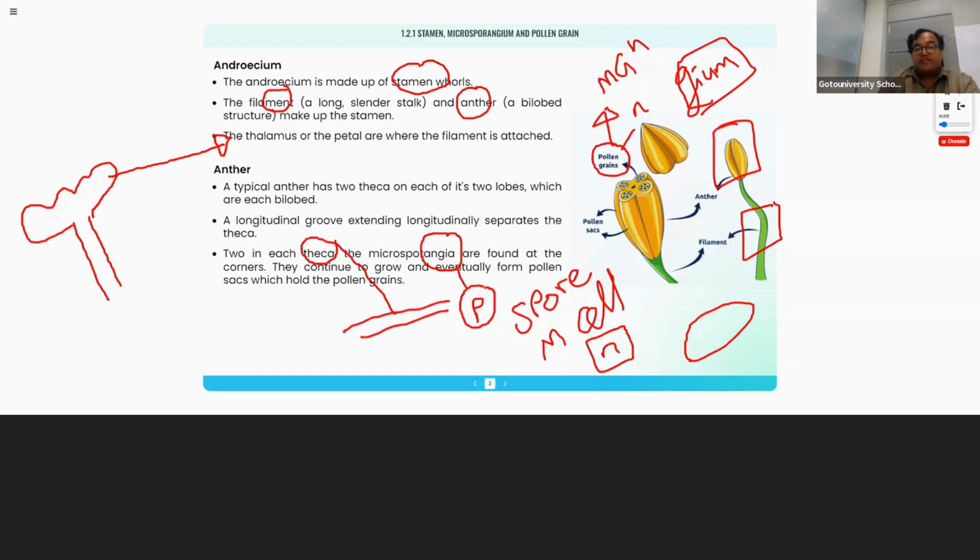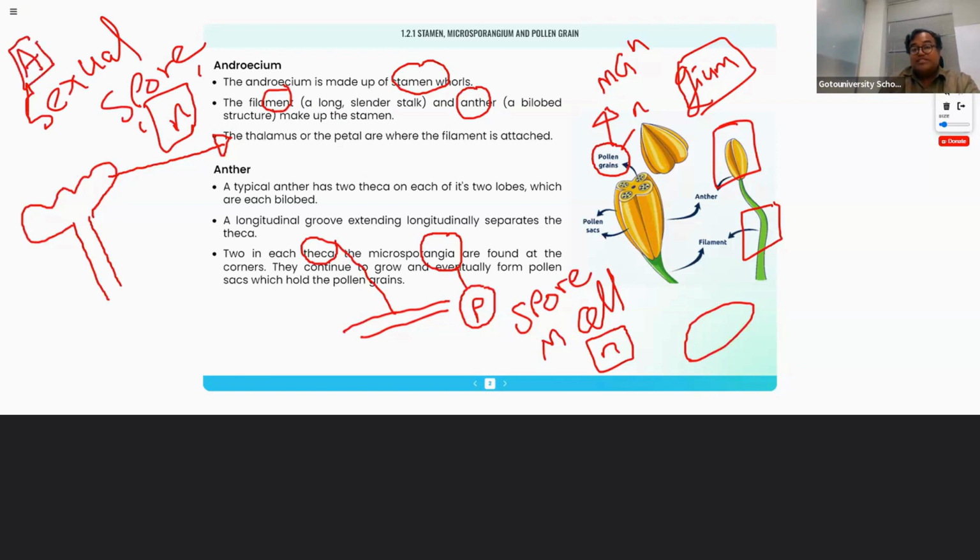These spores are nothing but what? Sexual spores. What is the difference between a sexual spore and an asexual spore? Sexual spores are symbolized as N. Why is it symbolized as N? Because it has half of the parental chromosome number. Whereas the asexual spore, the word I am not supposed to use in this context. Only sexual spore, the word I can use, is symbolized as N.